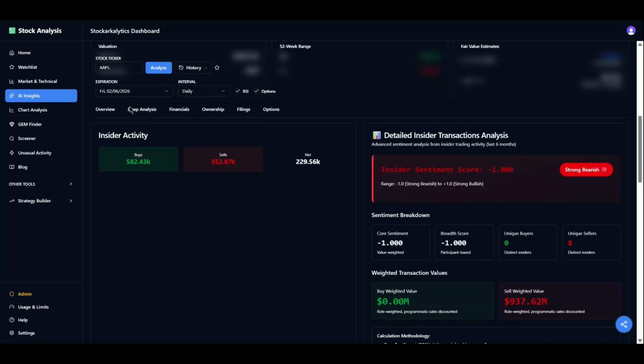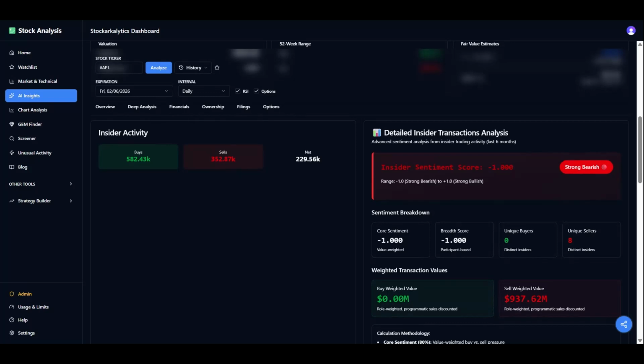First up is insider activity. This is the raw summary of insider transactions over the selected period, how much insiders bought, how much they sold, and the net difference. Think of this as a quick pulse check. Are insiders, as a group, adding exposure or trimming it? On the right is the deeper layer, detailed insider transactions analysis.